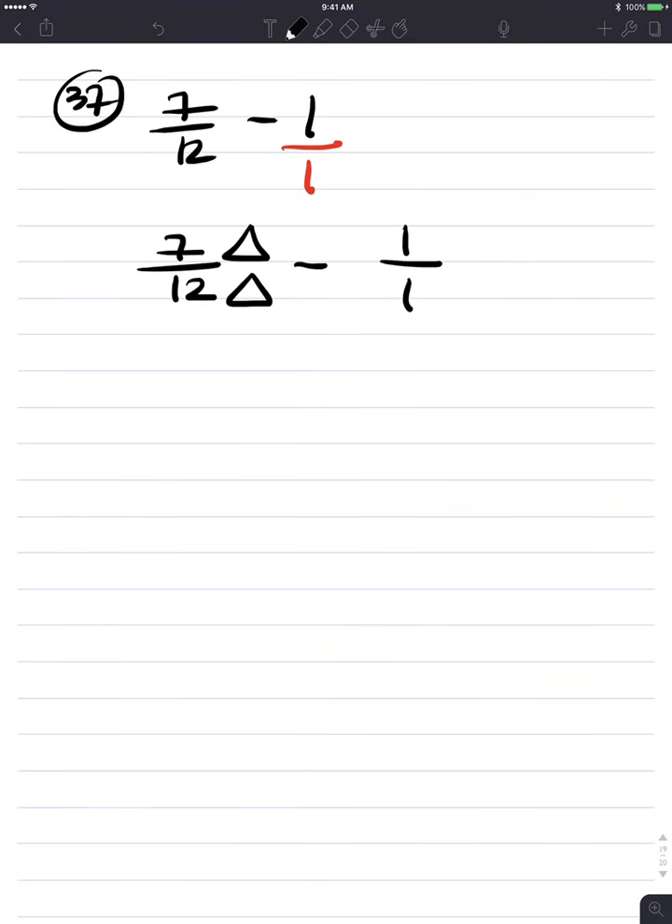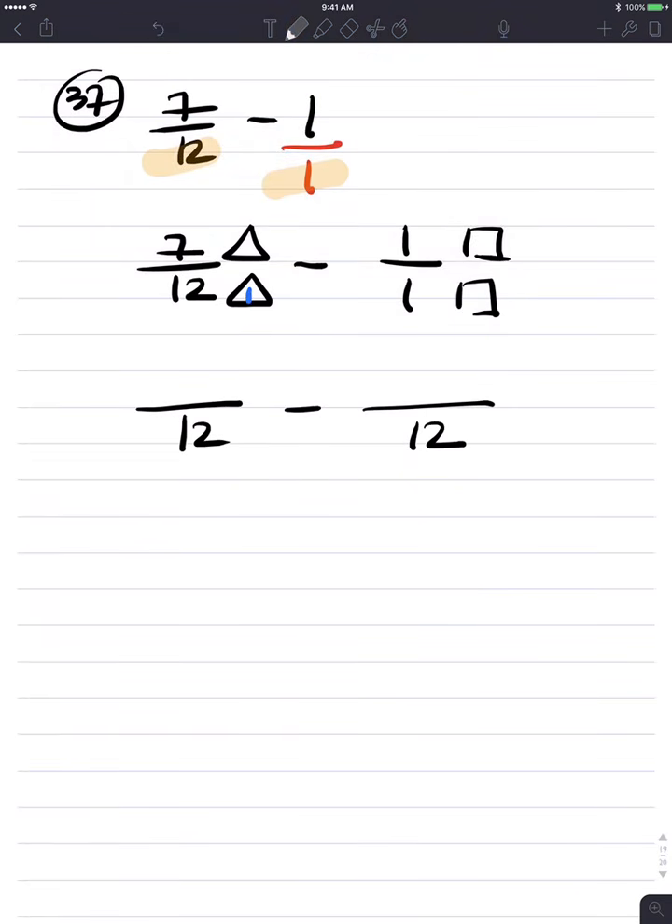37. 7/12 minus 1. We're going to put this over a 1, so we have two fractions. So we have 7 over 12 minus 1 over 1. These are unlike fractions because our denominators are different. So we need the LCM of 12 and 1, and it's 12.